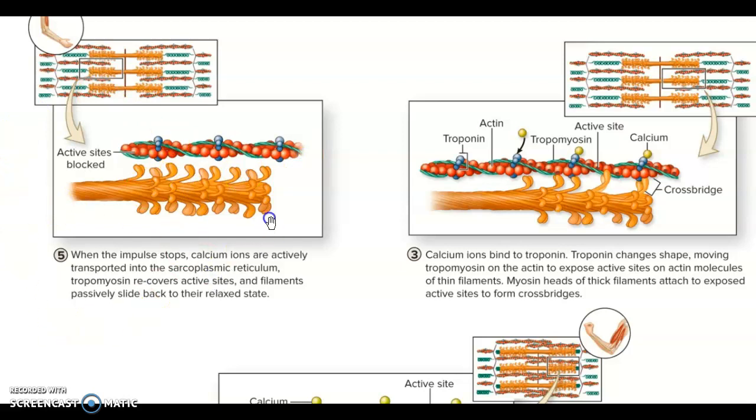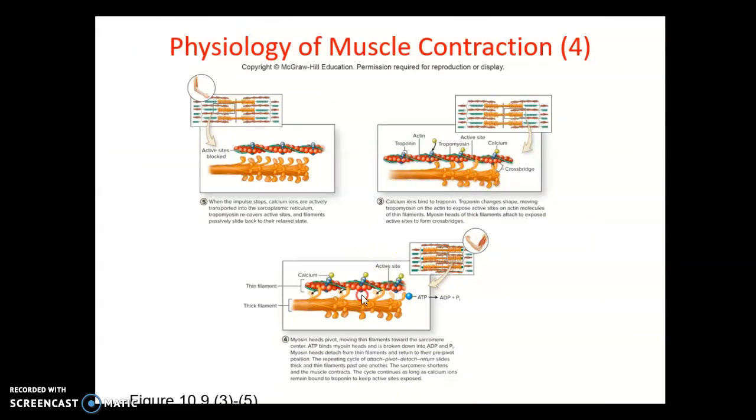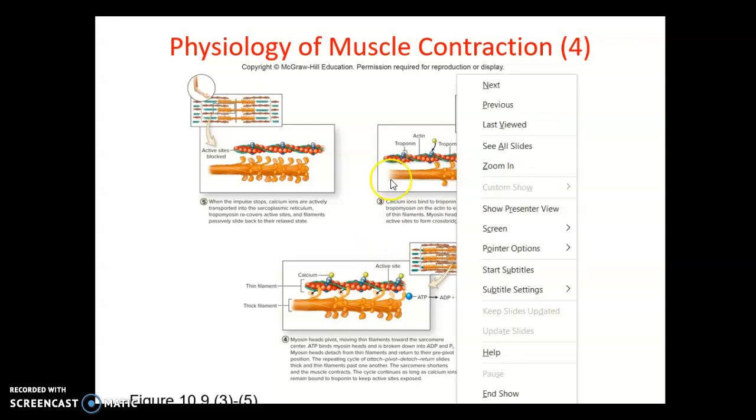Here's a continuation of the pictures we were looking at earlier. Here's part 5, when the impulse stops. Oops, I don't want to start with part 5, right? I guess this is where we're starting from, sorry.